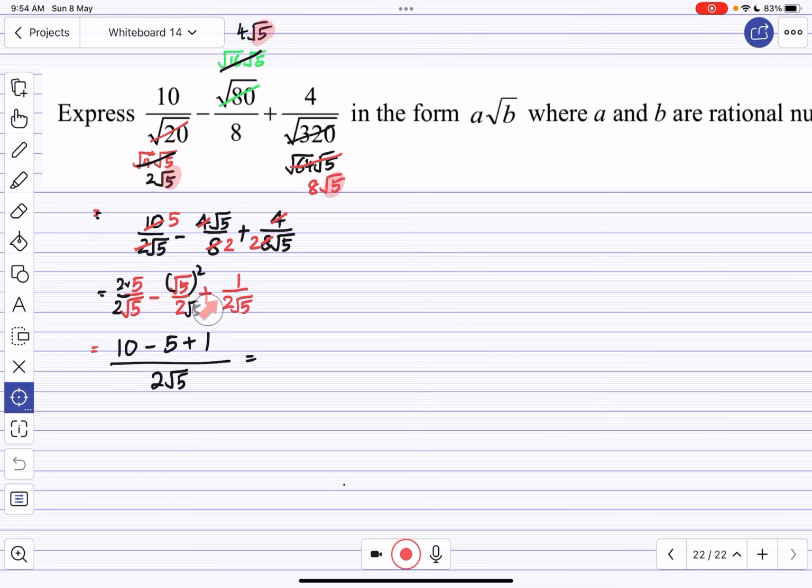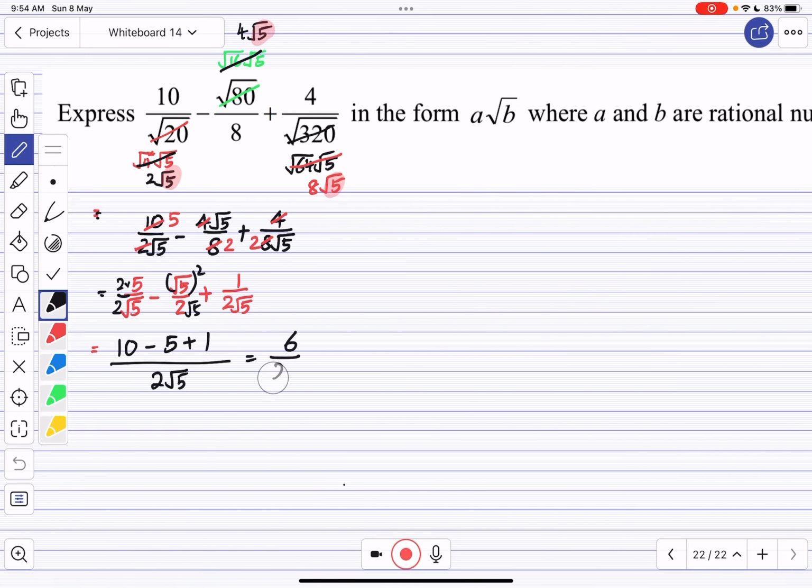Just adding 3 fractions with the same denominator. 10 minus 5 is 5. 5 plus 1, 6. 6 over 2 square root 5 simply cancels off to be 3. Right? So this is 3 over square root 5. Well, I don't like the surd to be in the denominator, so I have to rationalize it.